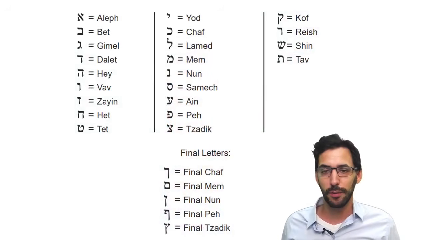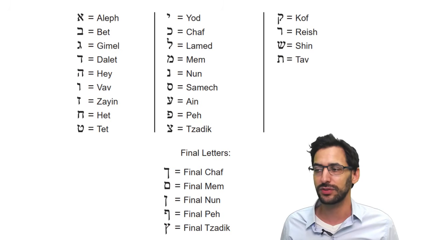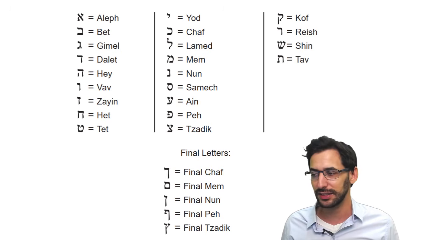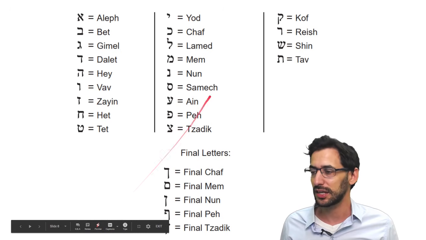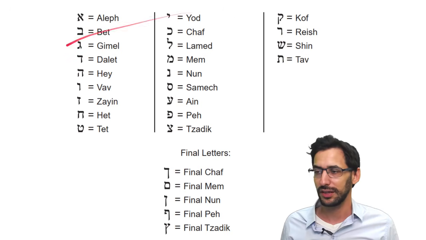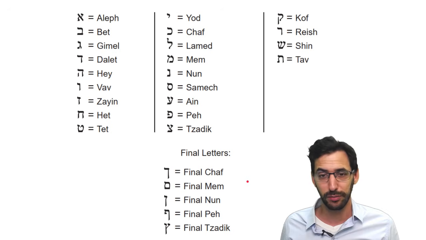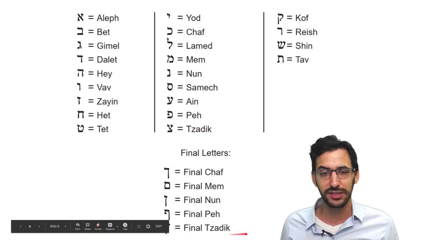What we're looking at now is all of the Hebrew alphabet: aleph, bet, gimel, daled, hey, vav, zayin, chet, tet, yod, kaf, lamed, mem, nun, samech, ayin, pei, tzadik, or tzadi, depends how you want to say it, kuf, resh, shin, taf. These are the 22 Hebrew letters. And there are also final letters in Hebrew: the final kaf, the final mem, the final nun, final pei, final tzadik.